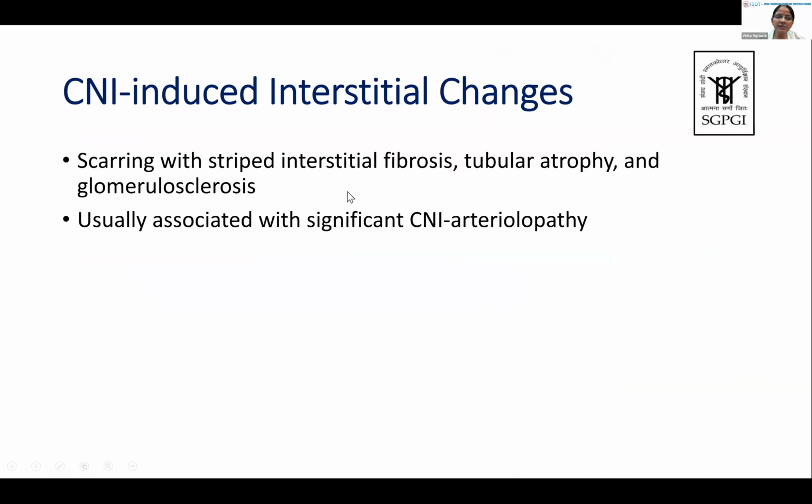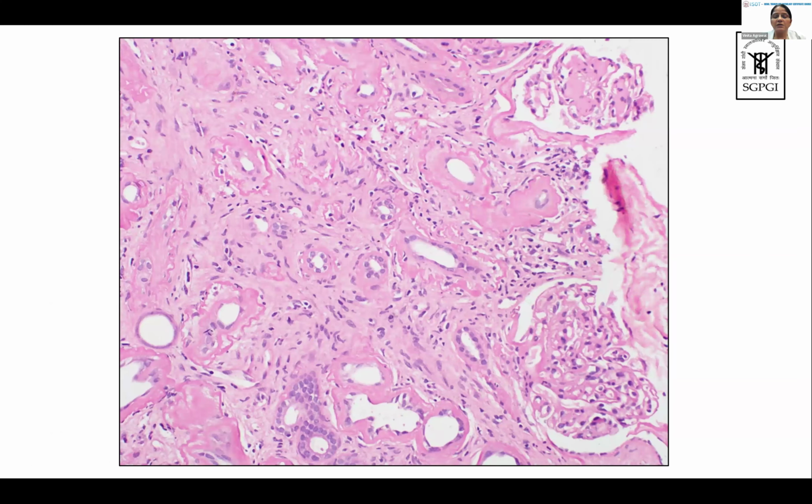So coming on to the interstitial changes, the interstitial changes are usually in the form of interstitial fibrosis, which can be striped or maybe not even be striped. Striped interstitial fibrosis is a term that we use when you have bands of fibrosis, which basically occurs because of an arteriolar involvement, and the area which it is feeding causes striped fibrosis. It is associated with tubular atrophy and glomerulosclerosis, and of course, significant arteriolopathy, which is the basis of this interstitial fibrosis and tubular atrophy. So again, a photomicrograph to show you the interstitial fibrosis and tubular atrophy associated.